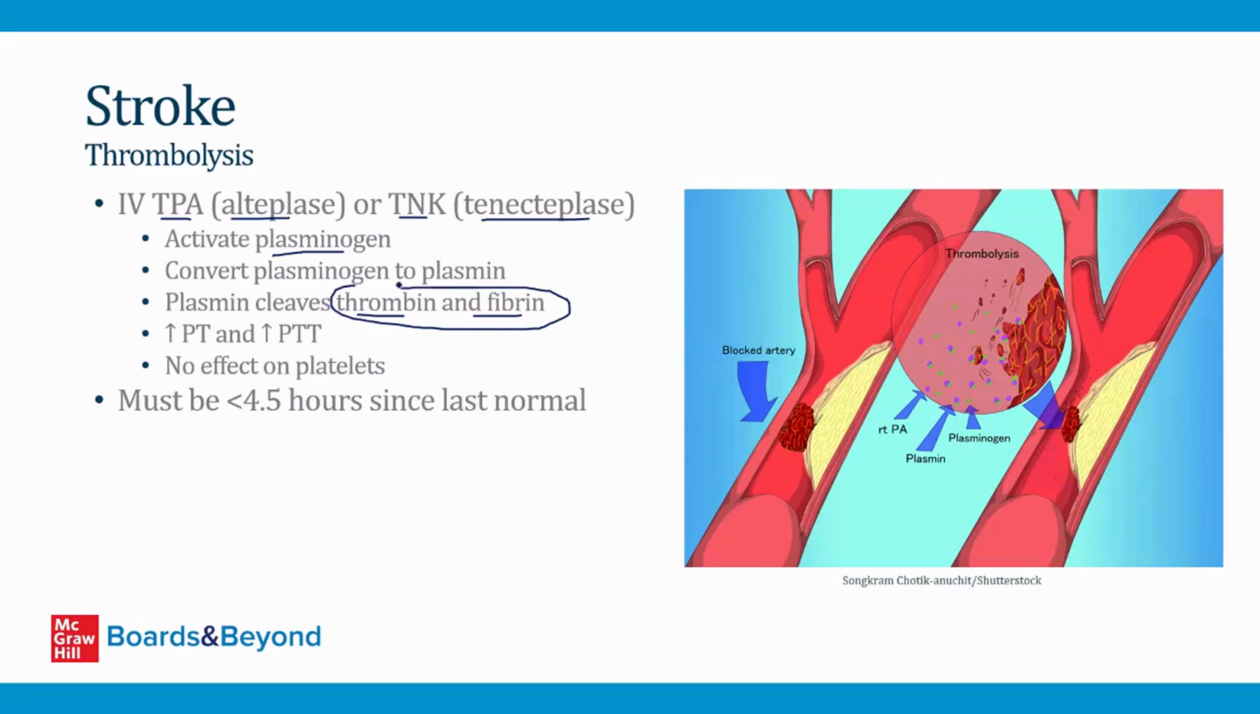So in an ischemic stroke where the clot is obstructing flow to the brain, these drugs will break up the clot and that can restore blood flow. These drugs increase the prothrombin time and the PTT. I talk about these tests in the hematology section. They are tests of how quickly clots form in the body. So obviously, the presence of a drug that breaks up clot is going to prolong the time it takes for clots to form. They will have no effect on platelets. These drugs don't lower the platelet count.